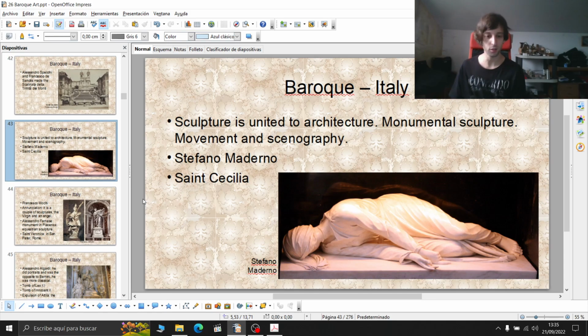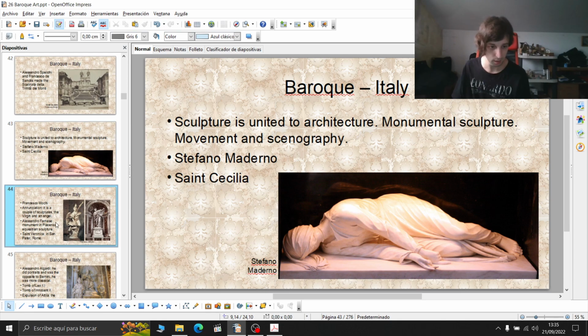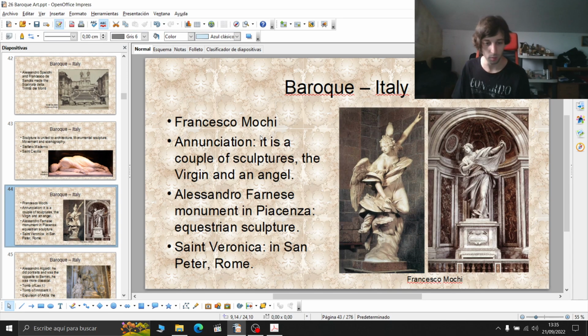Anyway, sculpture. Sculpture is united to architecture: monumental sculpture, movement, and scenography. Stefano Maderno with Saint Cecilia. Francesco Mochi with Annunciation, a couple of sculptures, the Virgin and an Angel. Alessandro Farnese, Monument in Piacenza, Equestrian Sculpture, and Saint Veronica in St. Peter's, Rome.